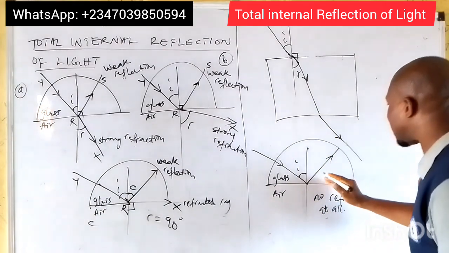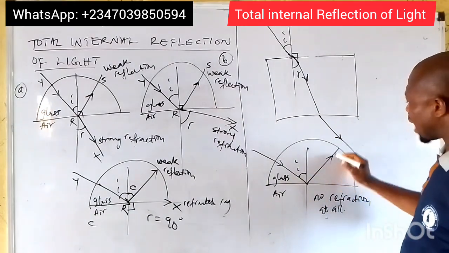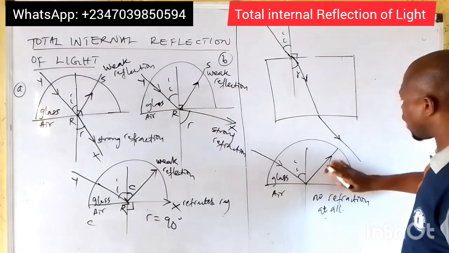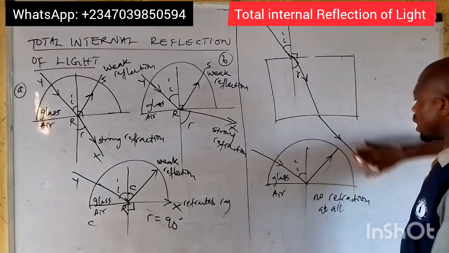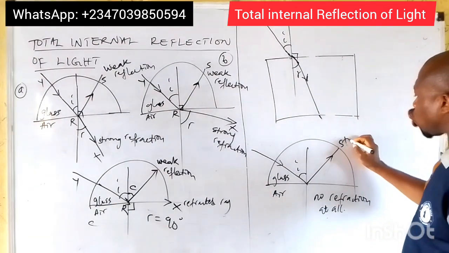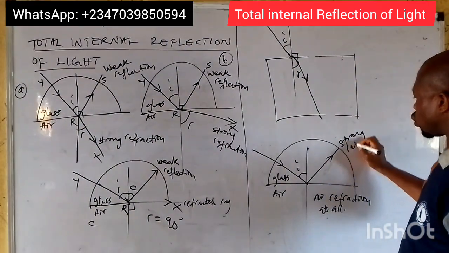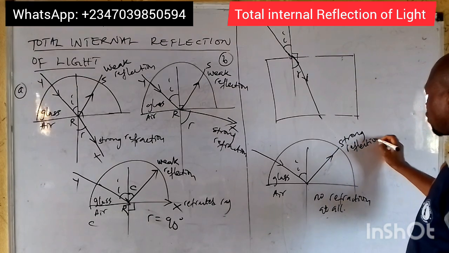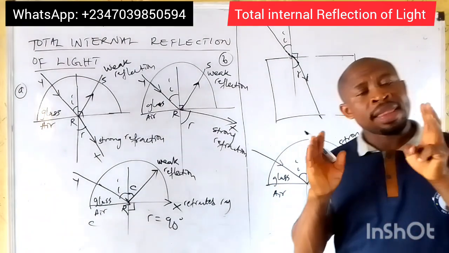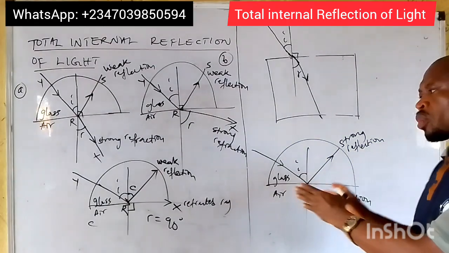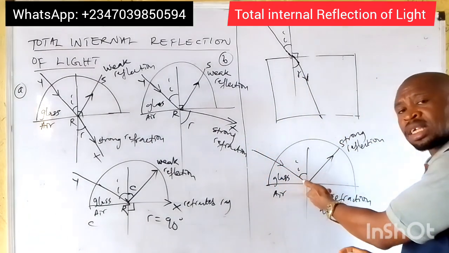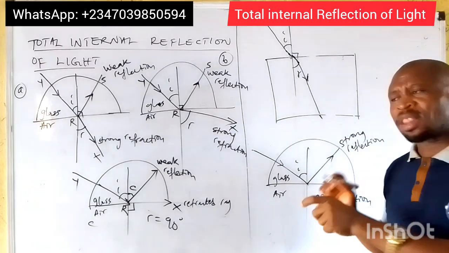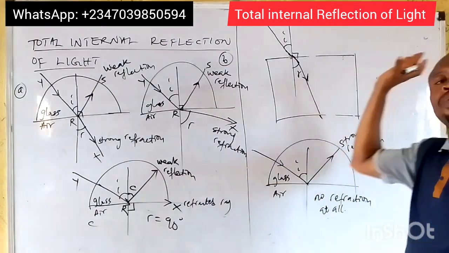When there is no refraction at all, this point will have a strong reflection, because the reflection here is strong. All the rays incident on this glass prism have been totally internally reflected.